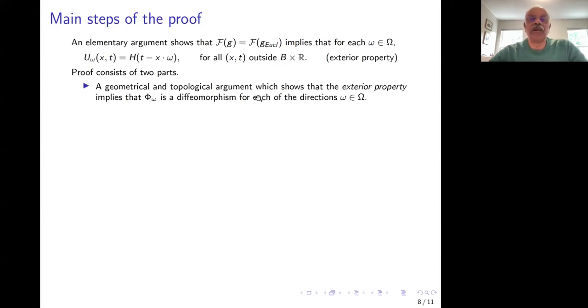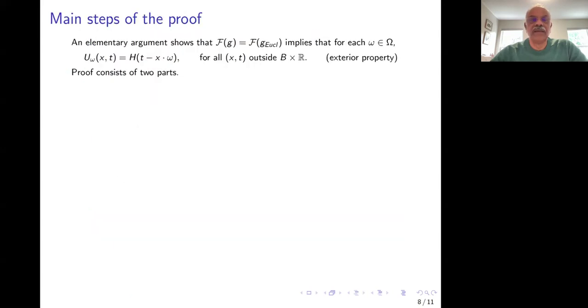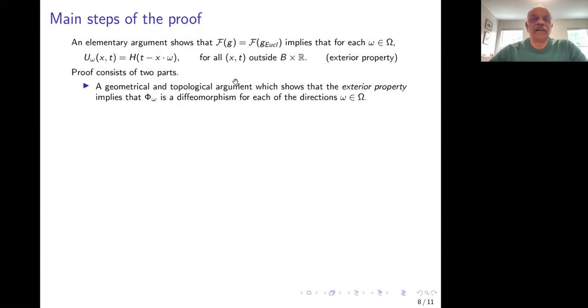So there is a geometrical and a topological argument which shows that, oh, sorry, okay, I forgot to say this. Right, sorry, okay, yeah. So I call this the exterior property, that U sub omega is equal to h(t minus x dot omega) for all (x,t) outside B cross R. Okay. So this is the first part, which shows that there's a geometrical and topological argument which shows that if this exterior property is true, that U omega is just h(t minus x dot omega) outside the cylinder, then the phi omega must be a diffeomorphism.